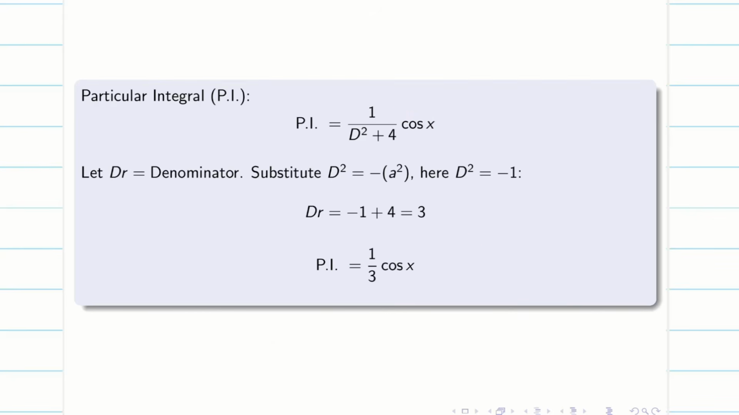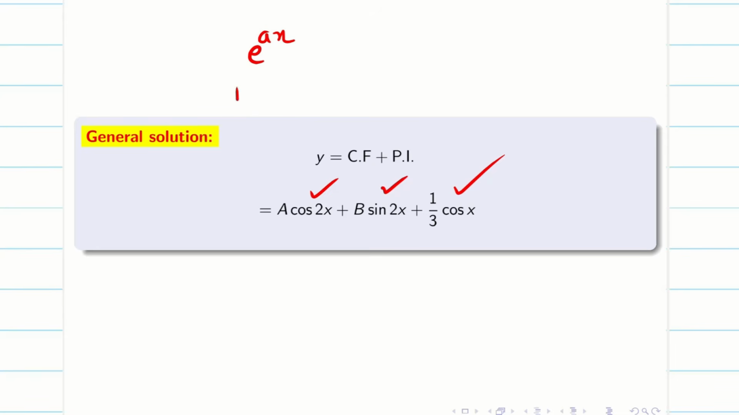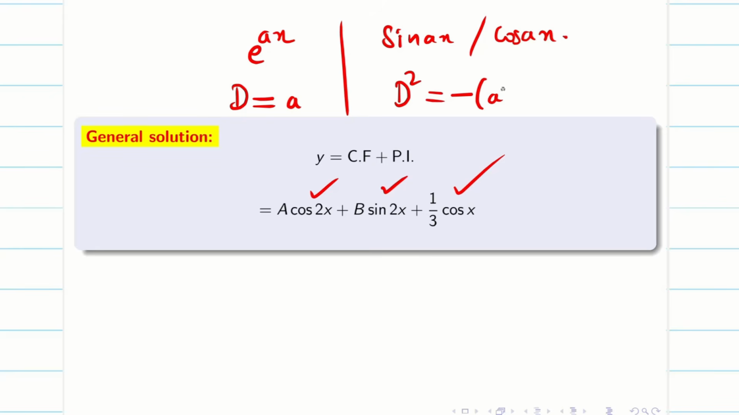You can see the typed version. Now finally the general solution is y is equal to CF plus PI. That is nothing but a cos 2x plus b sin 2x plus 1 by 3 cos x. So the problem is going to be very simple. Remember, if e power ax, D should be replaced by a. If it is sin ax or cos ax, D square should be replaced by minus a square. Okay, this problem is very simple. We get the answer easily.